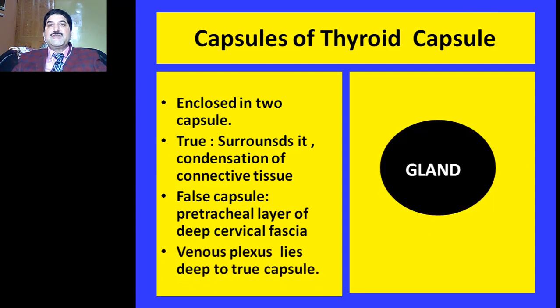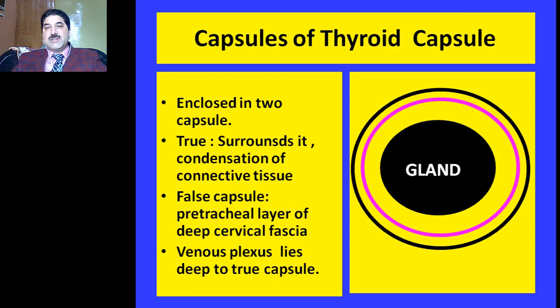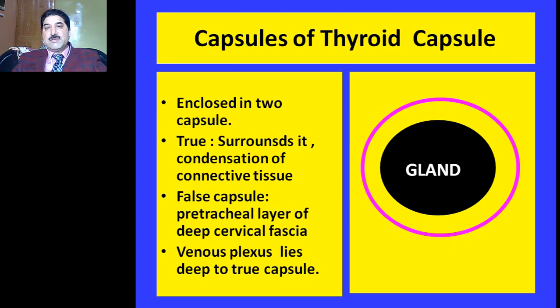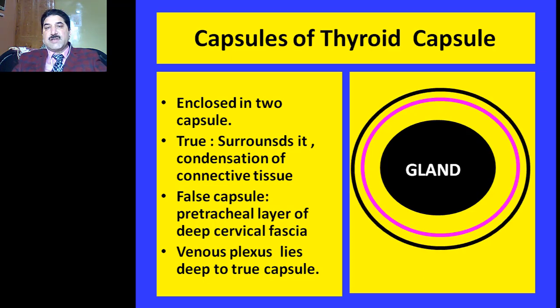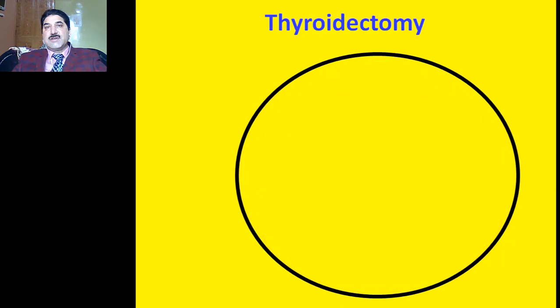Now this beautiful animation will make things clear for you. The thyroid gland is surrounded by the true capsule, which is derived from condensation of the connective tissue. Then the outer capsule is called the false capsule, which is derived from the pretracheal layer of deep cervical fascia. The thyroid venous plexus lies deep to the true capsule. So during thyroid surgery, we give an incision and we take out the thyroid gland along with the true capsule and venous plexus, leaving behind only the false capsule of the gland, as shown in this animation.